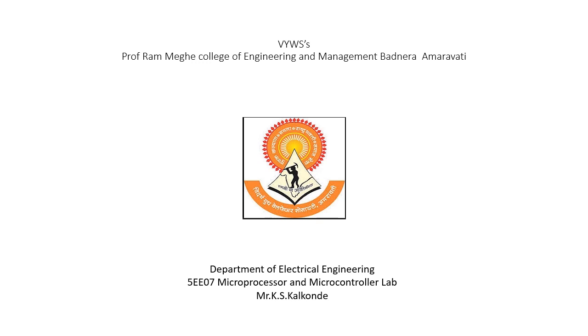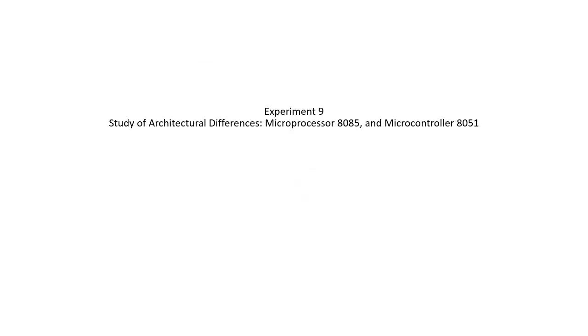This is the last practical. So, the practical is experiment number 9, study of architectural differences, microprocessor 8085 and microcontroller 8051. So first of all, we will go by sequence, that is we will see the microprocessor details, and then we will discuss the microcontroller, and finally the difference between the two.